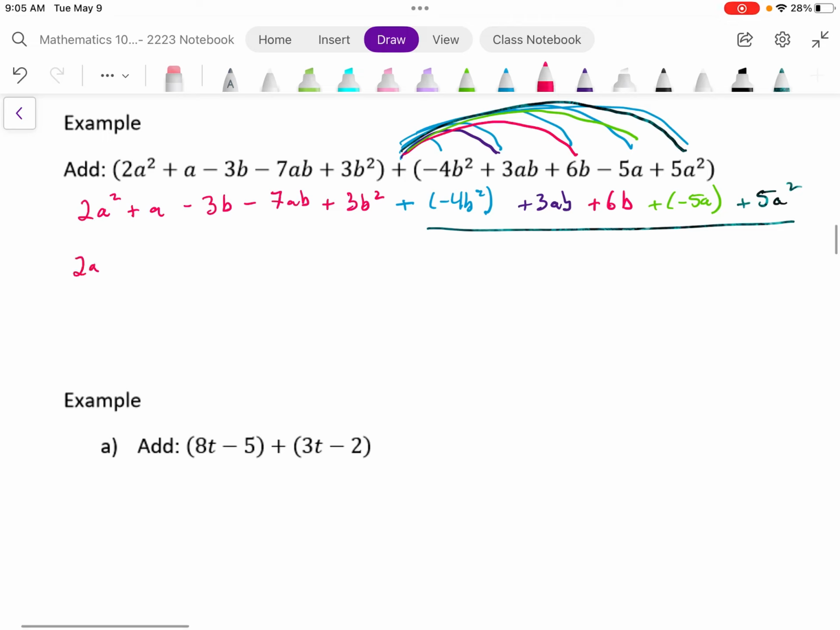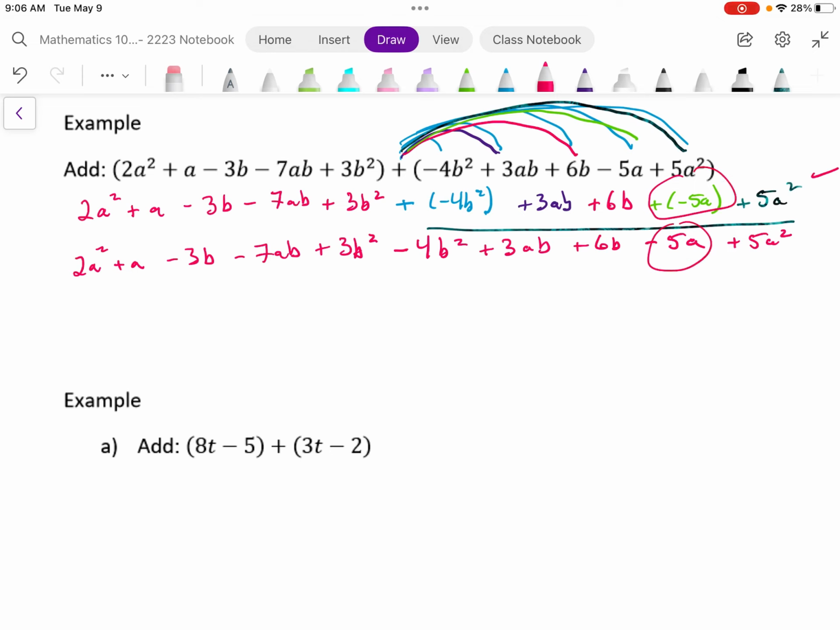The next thing I'm going to do is I'm just going to rewrite the polynomial addition, but I'm still not going to do everything. I'm just going to clean up the positive and negative signs of my second polynomial. So if I add negative 4b squared, it's the same as subtracting 4b squared. And then add 3ab, and then I'm going to add 6b, and then adding negative 5a is the same as subtracting 5a, and then I'm going to add 5a squared. Right, so those two are going to be the same.